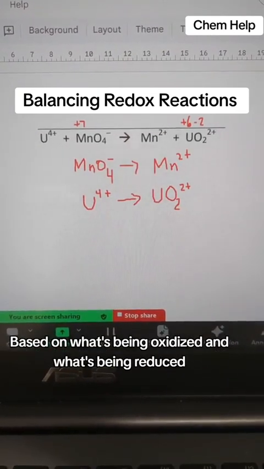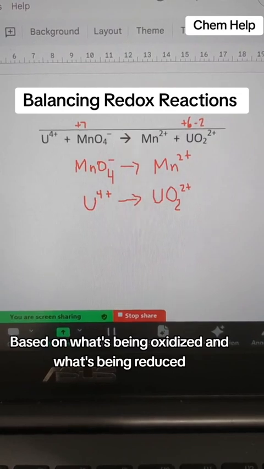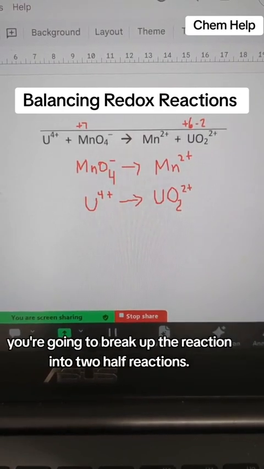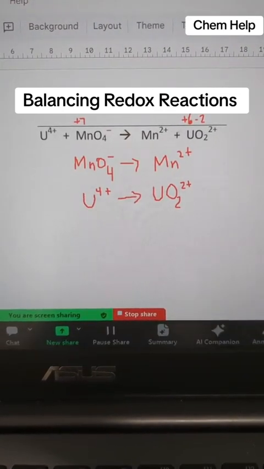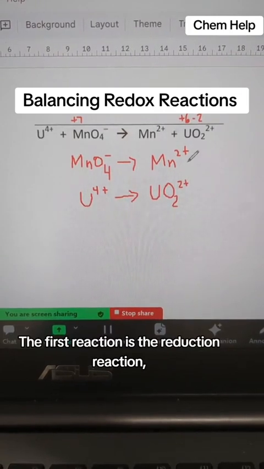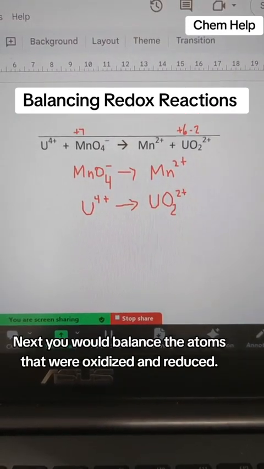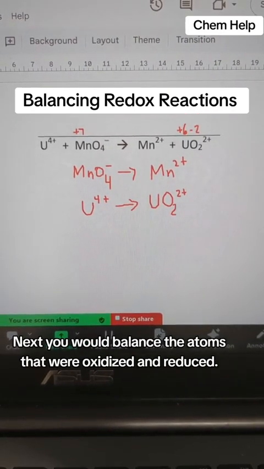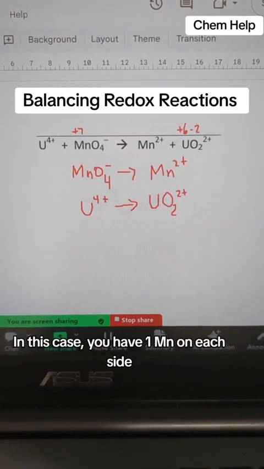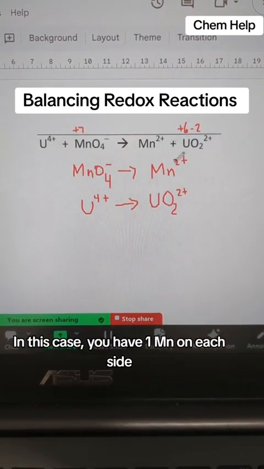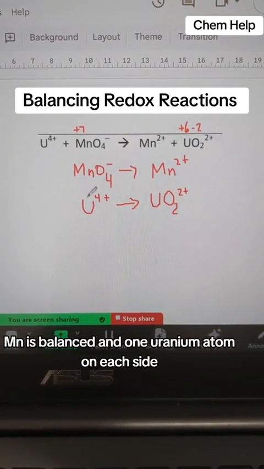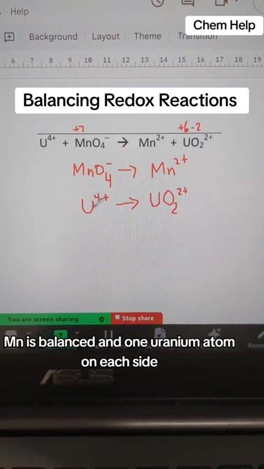oxidized. Based on what's being oxidized and what's being reduced, you're going to break up the reaction into two half reactions. The first reaction is the reduction reaction. The second reaction is the oxidation reaction. Next, you would balance the atoms that were oxidized and reduced. In this case, you have one Mn on each side. Mn is balanced, and one uranium atom on each side.